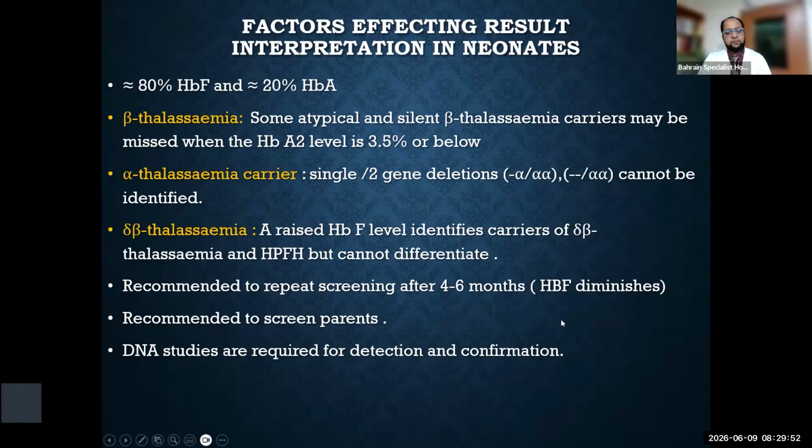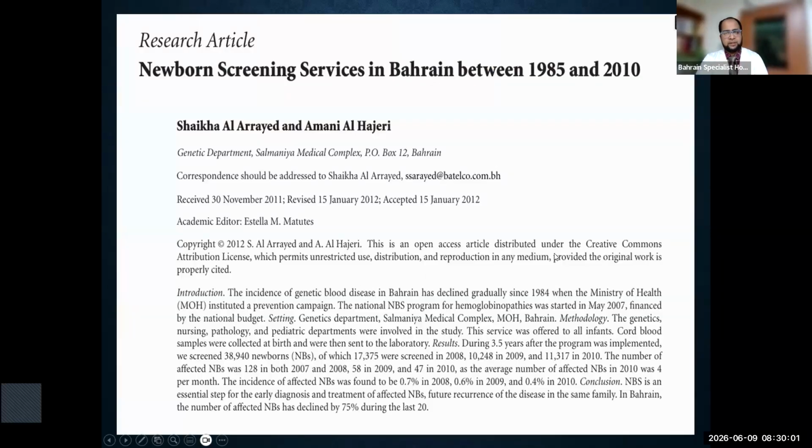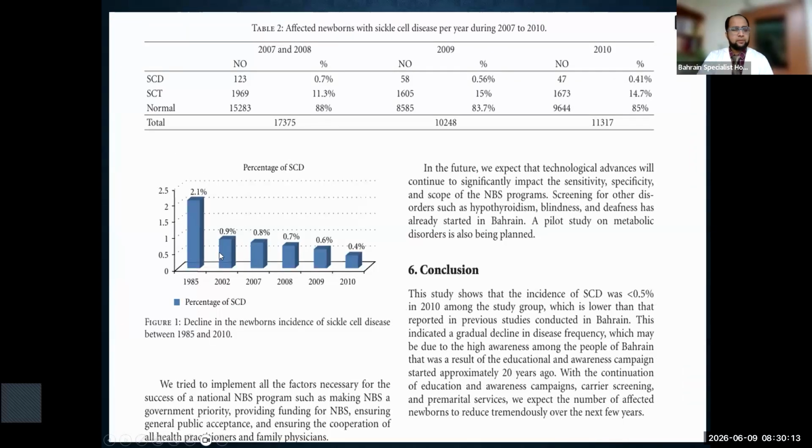So in any case of abnormality, it is better to advise parental screening as well. This was the largest study done in Bahrain, where they have done newborn screening for around 25 years, and they have shown that as a result of screening, the sickle cell disease burden has decreased dramatically. In 2009 and 2010, it was very low, around 0.6 to 0.4%, while in earlier years the disease was around 2.1% of the population.